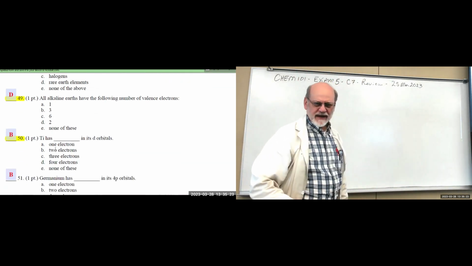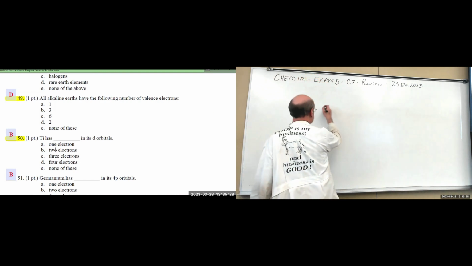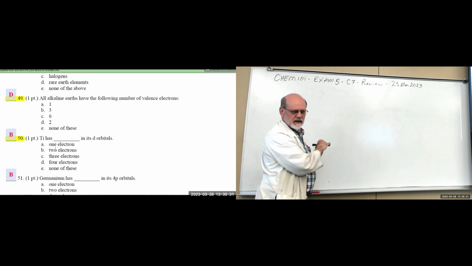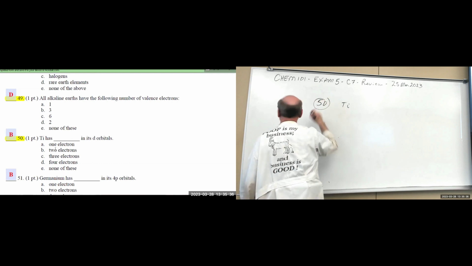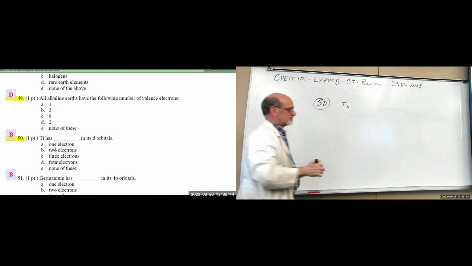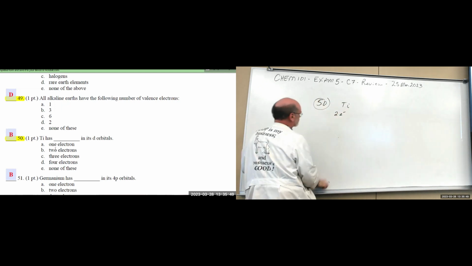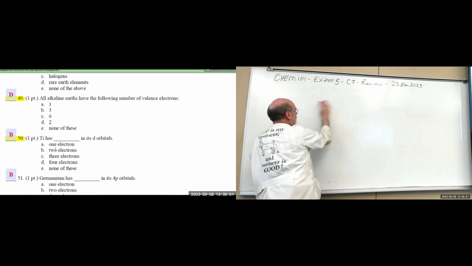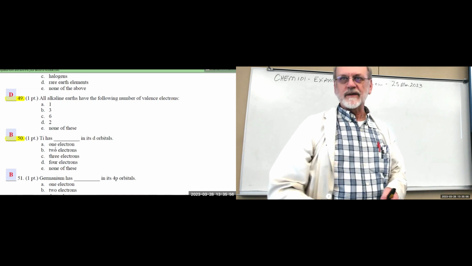All right, 50. Titanium has how many electrons in its d orbitals? So we can just look at titanium. How many electrons in its d orbitals? That's 2. Scandium, titanium, that's 1, 2. 2 electrons. These questions are getting at whether or not you know how to use the periodic table.